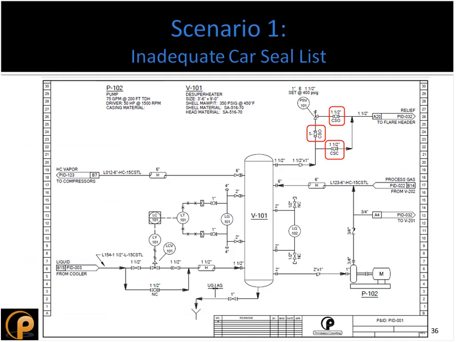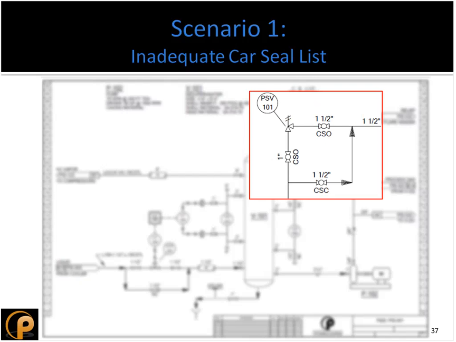This is what a P&ID might look like. This is a very, very simplified version. Usually P&IDs are, you know, a little bit more busy. But you'd have to identify all the CSO and CSC, right? So it might take some time looking around the drawings, and you might miss some. Here's that zoomed in a little bit more, the CSO and CSC. That's how you identify a car seal on a drawing, on a P&ID, for example.